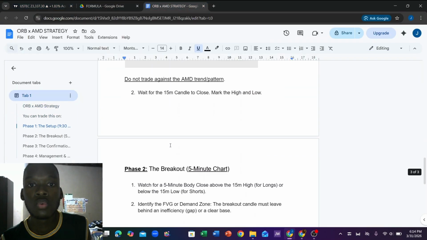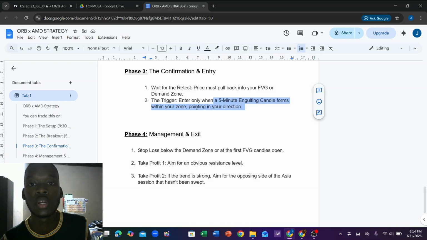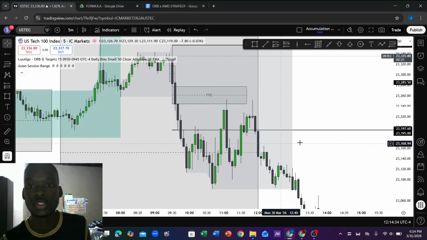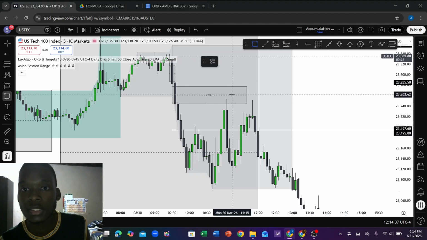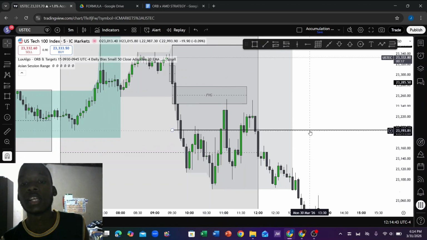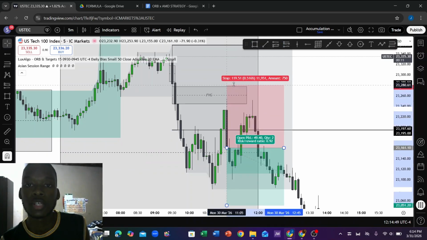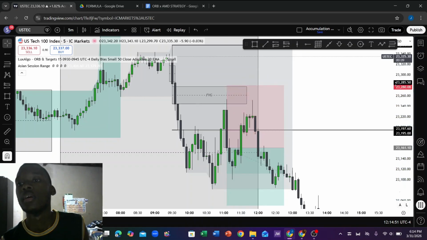We only look to take a trade when a 5-minute engulfing candle forms within your zone pointing in your direction. As you can see right here, price engulfed this candle right here. It engulfed the green candle. This is where we will take our trade right here, and then stops above the fair value gap.